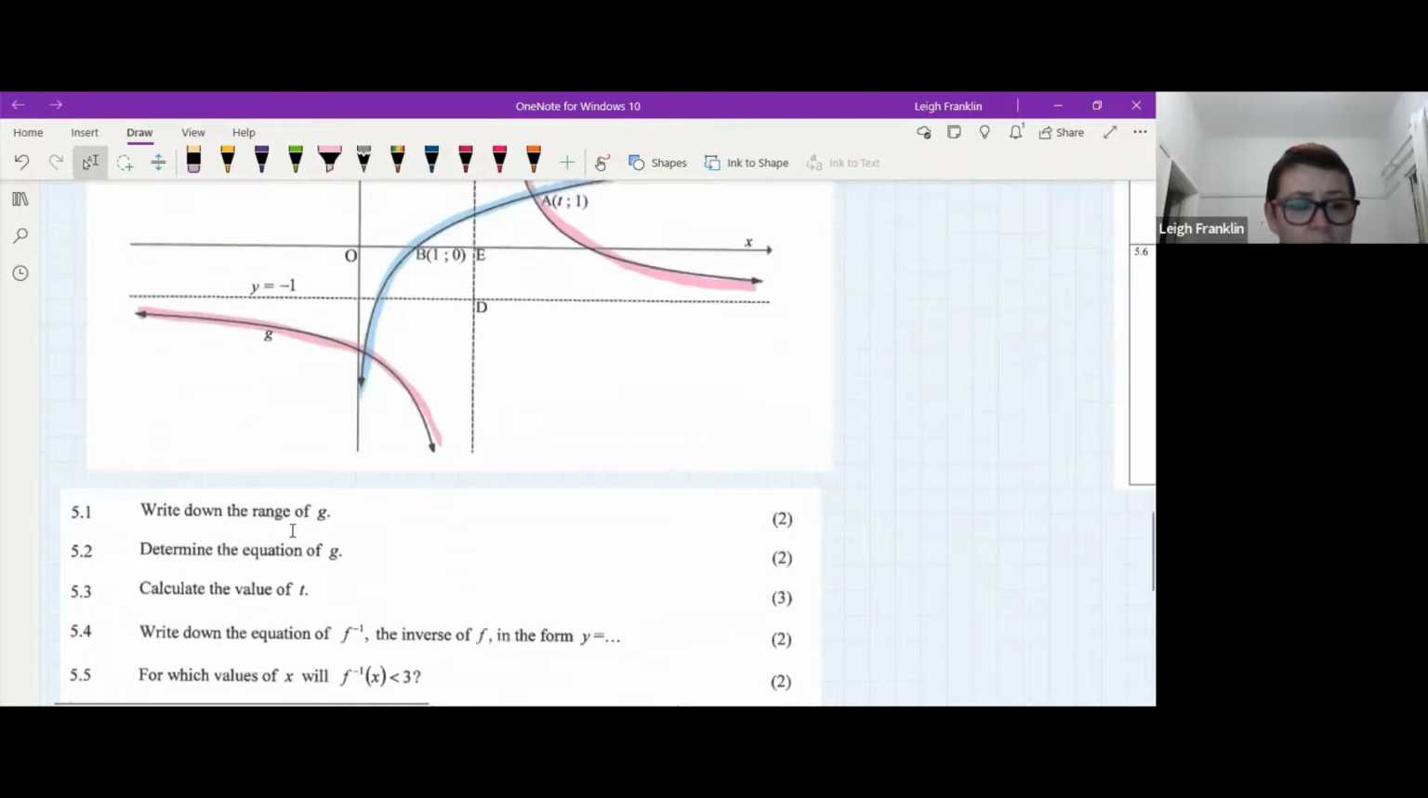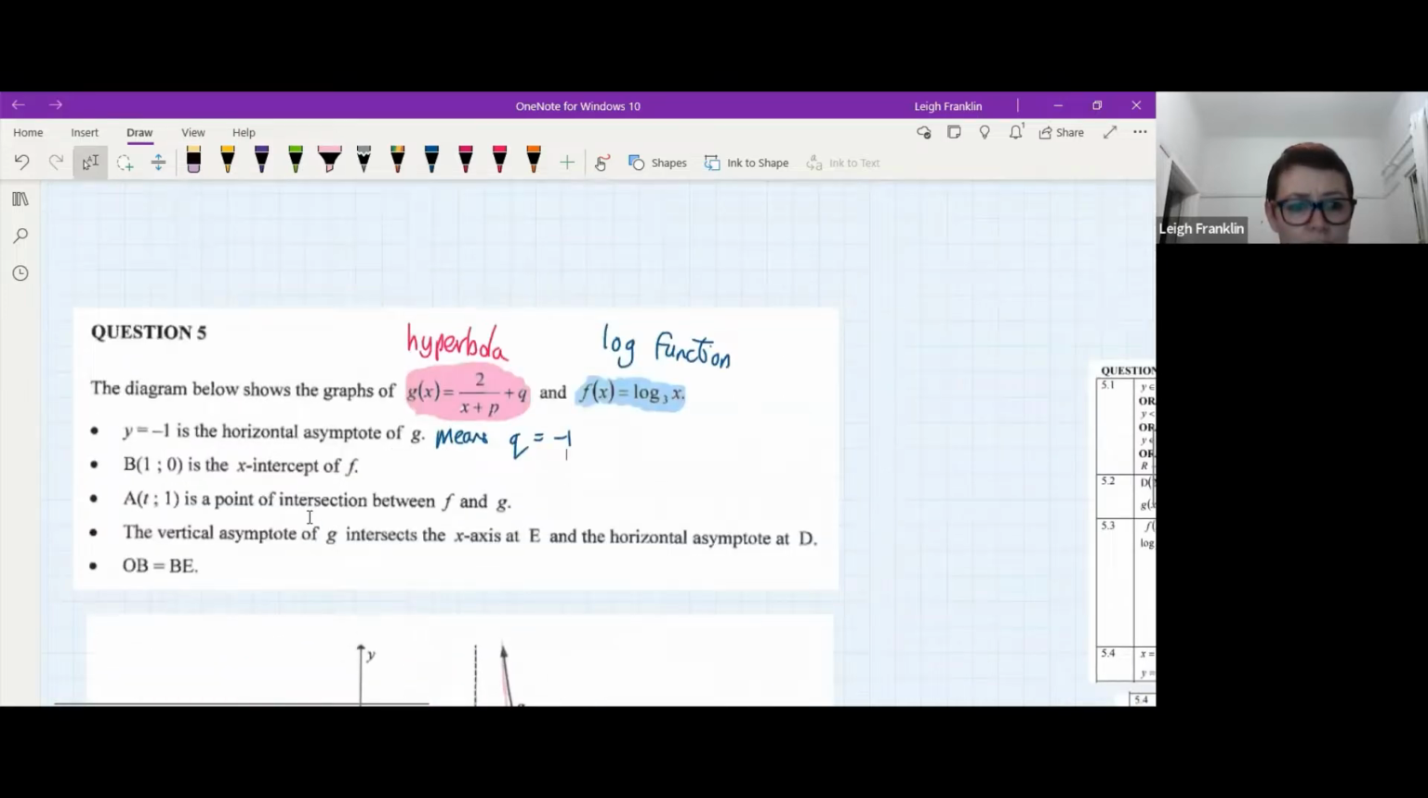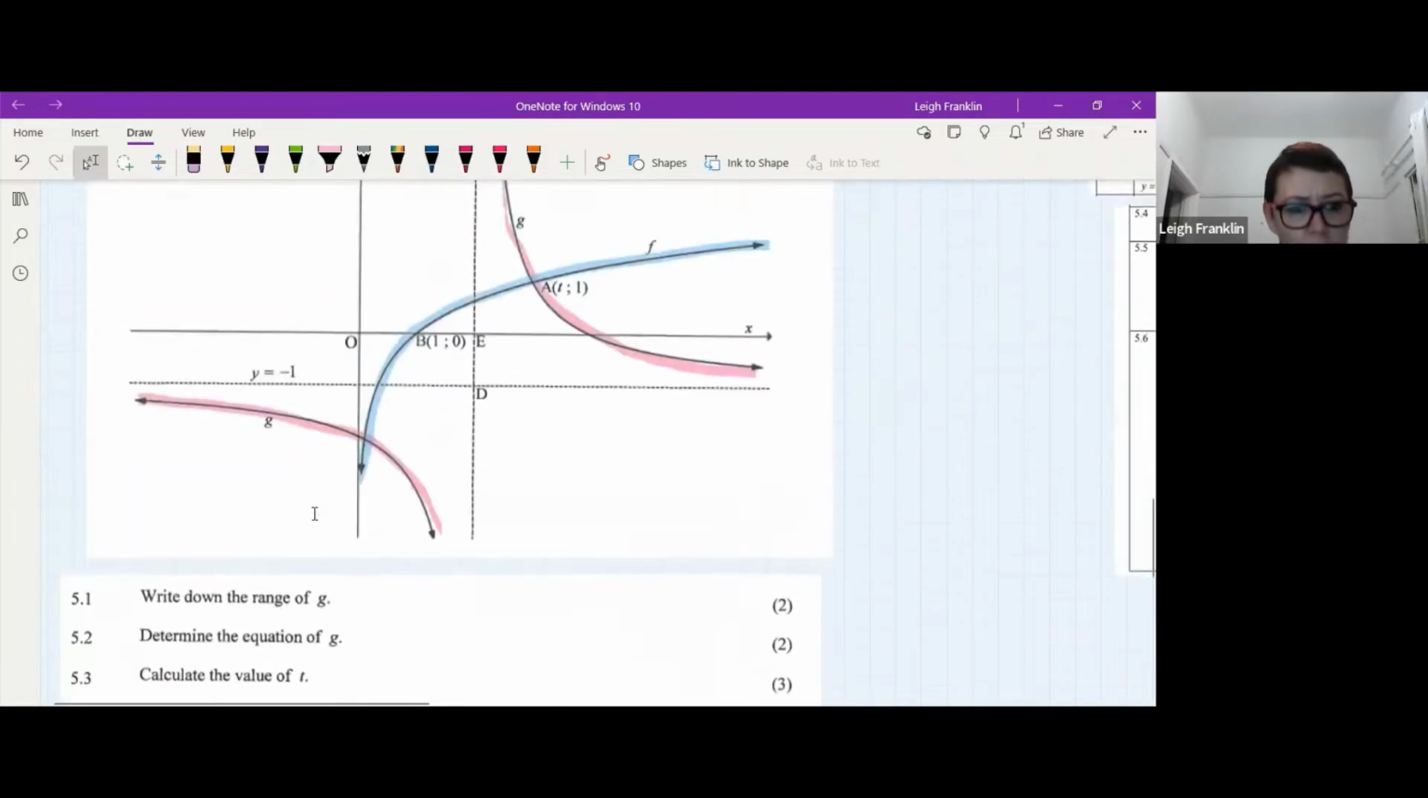All right, so write down the range of G is the first question. So the range of G. Okay, so that's the pink one, guys. What is its range? How would you write the range of a hyperbola? Can anybody tell me?